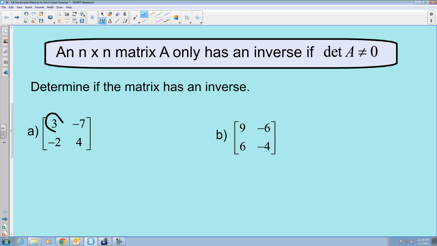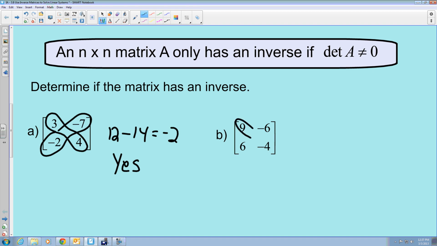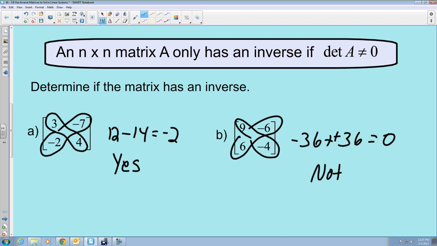So again, we're taking some things from section 3.7. I'm going to multiply those, so it's 12 minus 14. That gives me a negative 2. Does not equal 0, so that means that this matrix does have an inverse. So I just put down a yes. Here I got negative 36 minus negative 36, so this equals 0. Since the determinant is 0, I can say that this does not have an inverse. So let's write that.